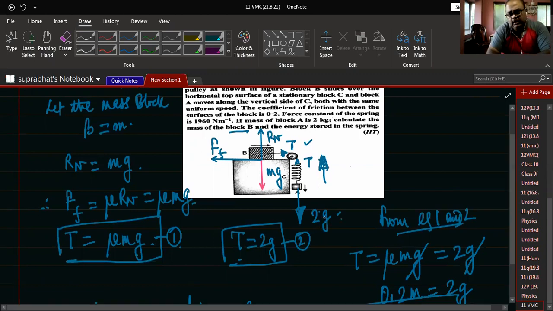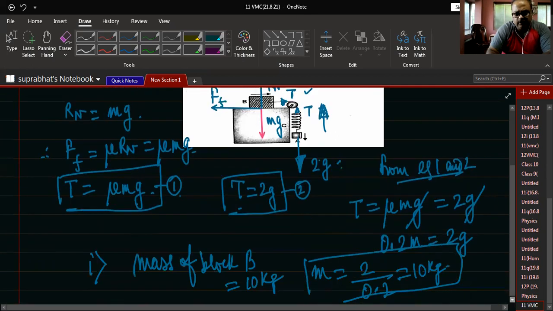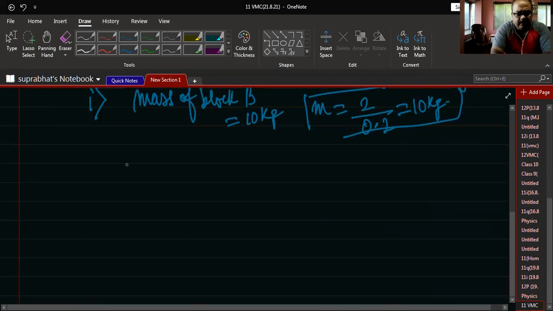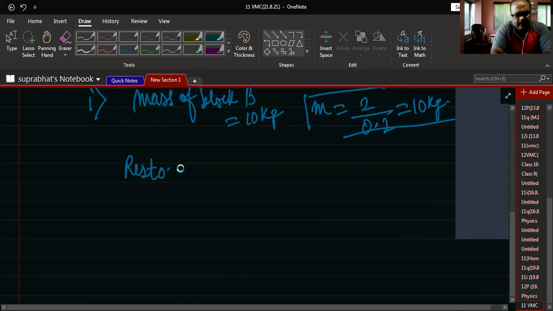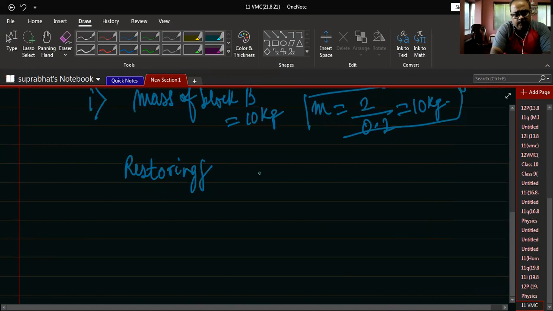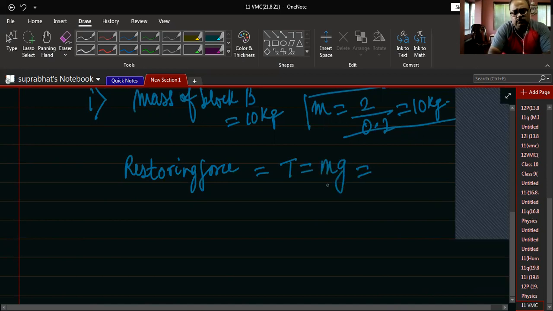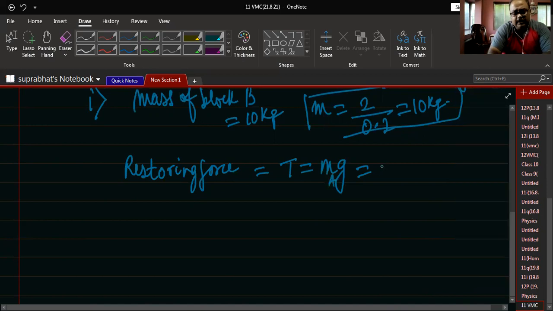And due to this tension, this body will be experiencing a force, and that force will be counterbalanced by the restoring force within the spring. So what can I say? From here, we can say that the restoring force in this case will be equal to the tension, that is equal to M into G, mass of A into G, and that is equal to K into X, because you know that for a spring, restoring force equals K into X.